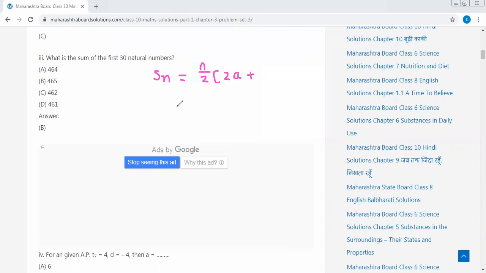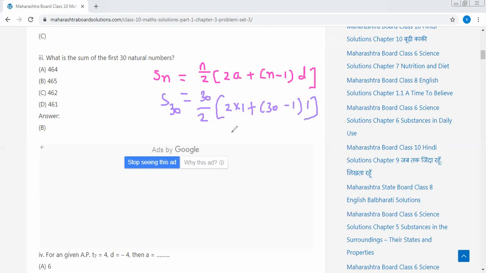In natural numbers, the first term is 1, and we want the sum of the first 30 natural numbers. There are 30 terms, so 30 by 2. 2 into first term 1, plus 30 minus 1 into common difference. The common difference is 2 minus 1, which is 1. Therefore 30 by 2, have to solve the square bracket 2 plus 30 minus 1.